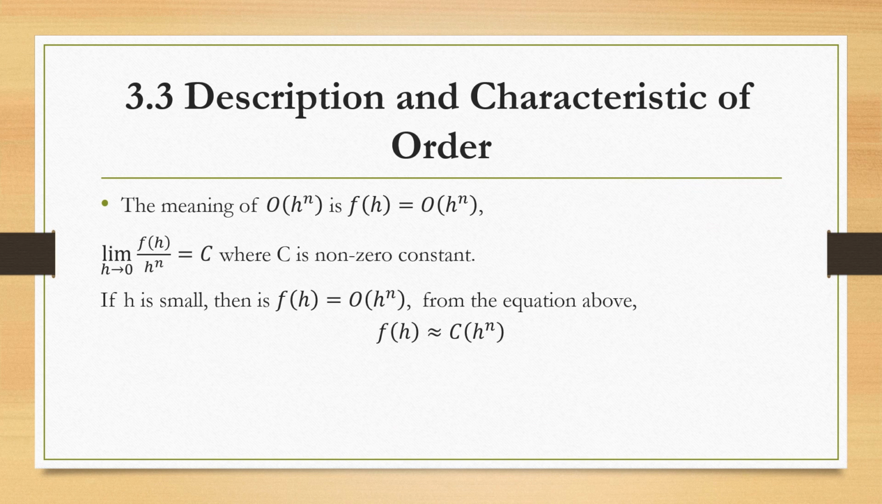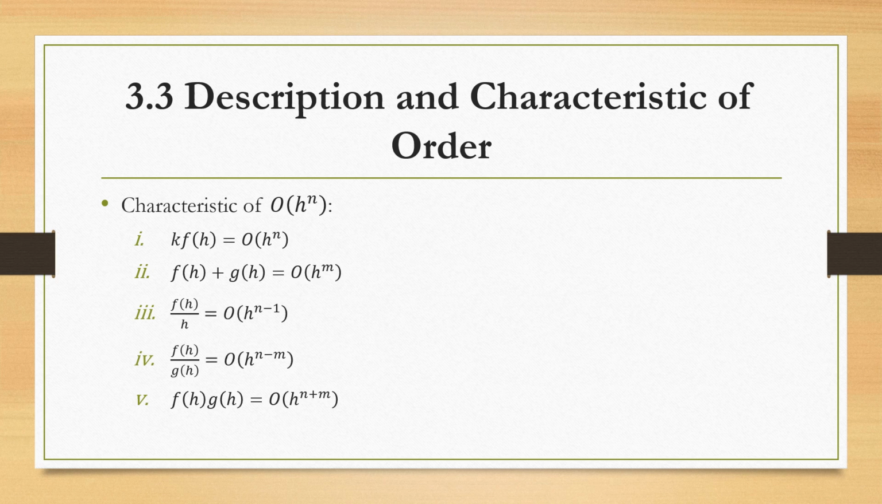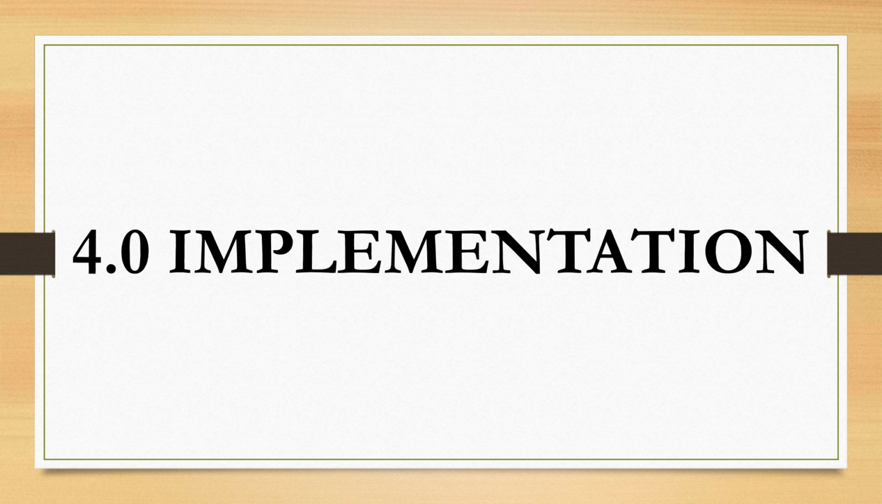Okay, just now I said about the O(h^n). So this is the meaning of O(h^n). Okay, then this is the description and characteristic of order O(h) and power of n. So there are 1, 2, 3, 4, 5 characteristics. Okay, we are going to the implementation.